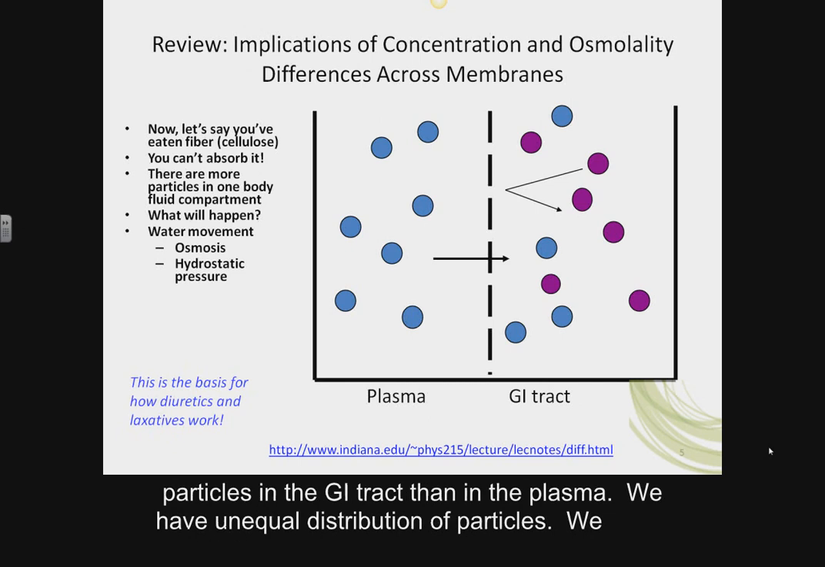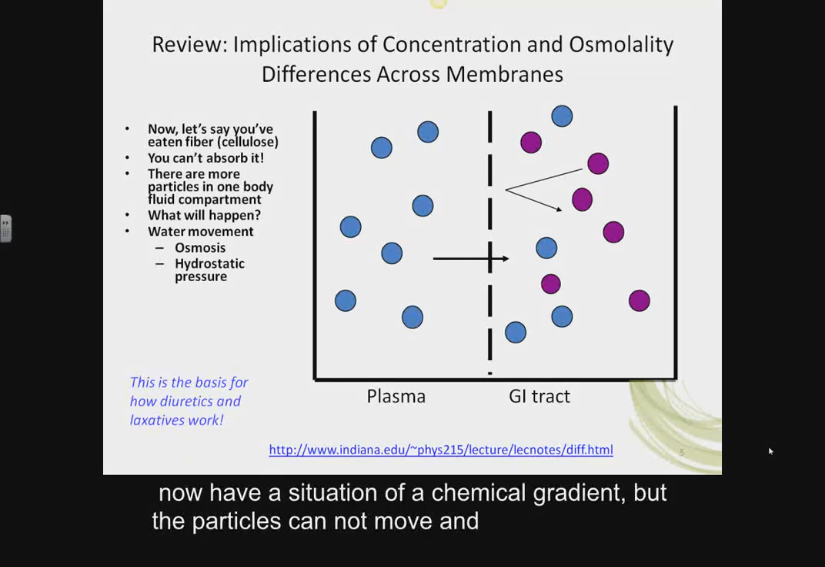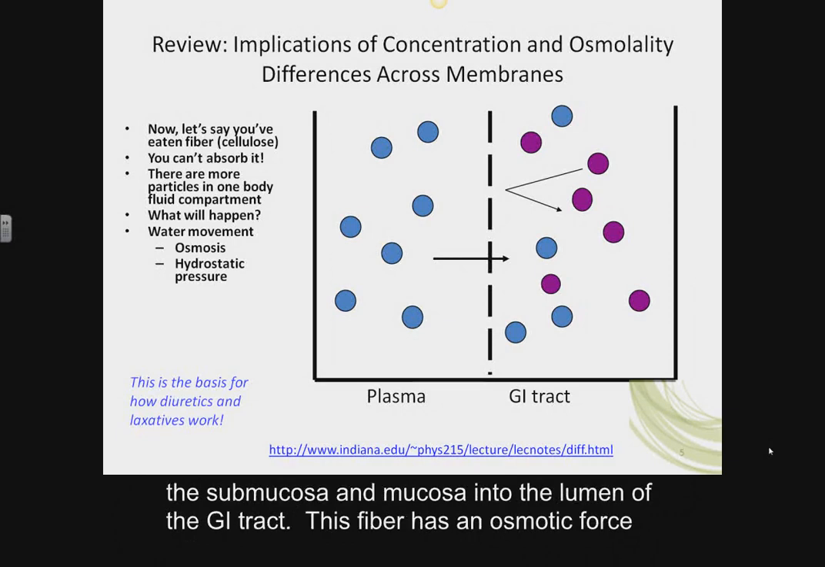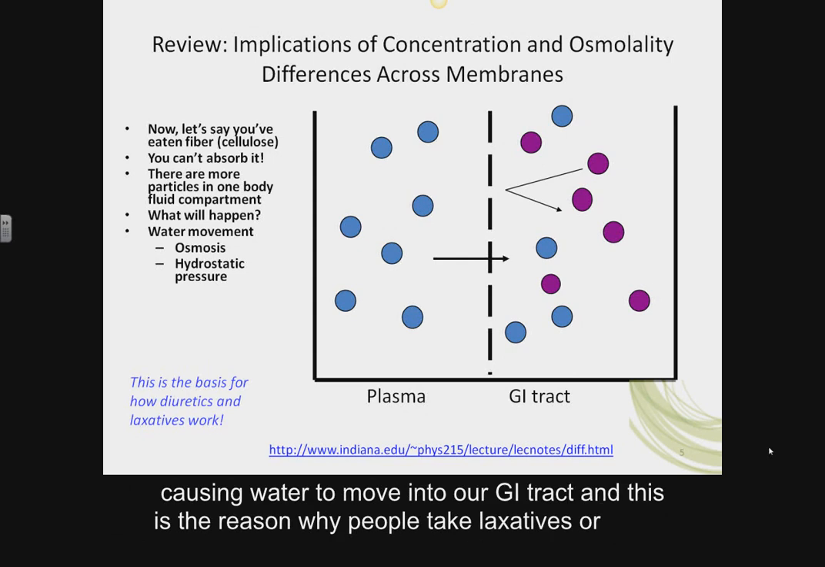If you look at the total number of particles in these two compartments, you can see we have a greater number of particles in the GI tract than in the plasma. We have unequal distribution of particles. We now have a situation of a chemical gradient, but the particles cannot move, and these are the conditions required for water to move from the plasma compartment through the submucosa and mucosa into the lumen of the GI tract.